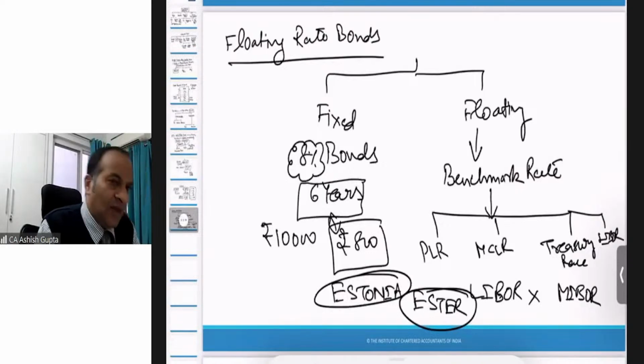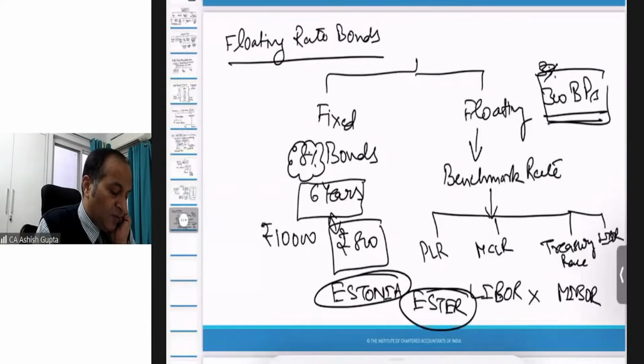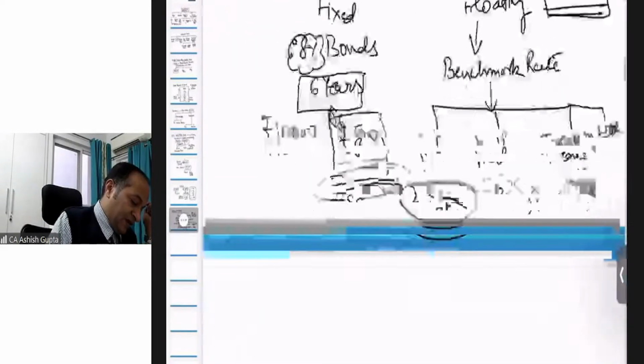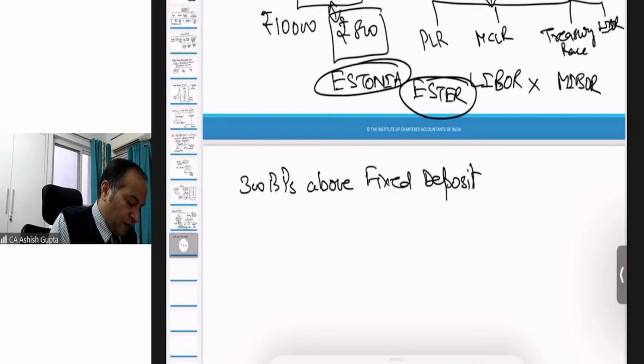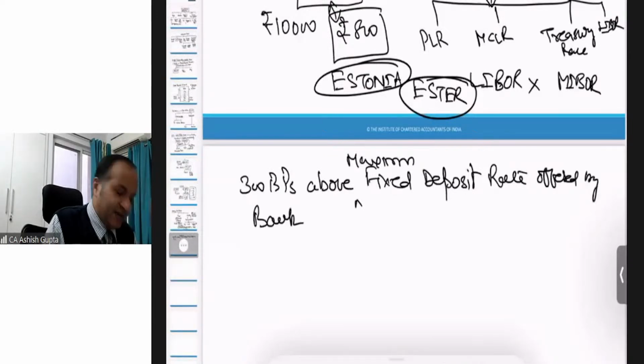Now what happens? Earlier, I think somewhere around 25 to 30 years back, SBI issued floating rate bonds where they said that we shall pay 300 basis points. Now, student, what does this 300 basis points mean? Here, I will also invite your attention. The bank said they will pay 300 basis points about the maximum fixed deposit rate offered by the bank.